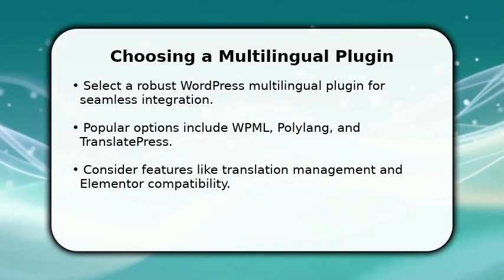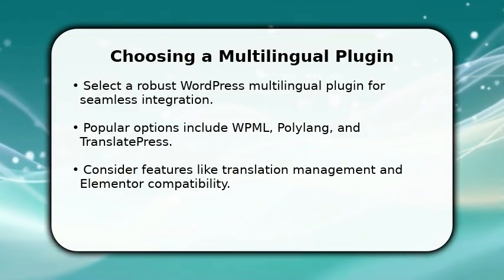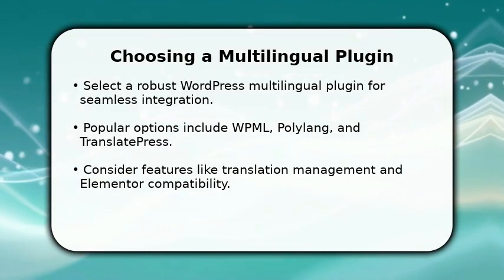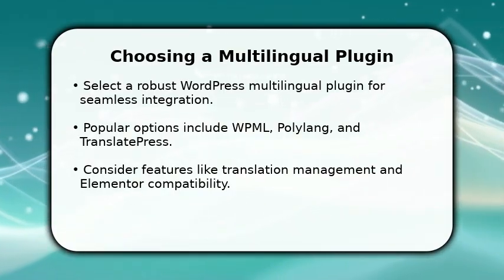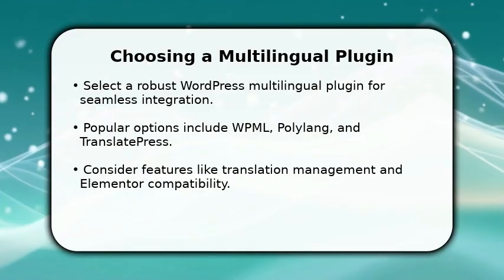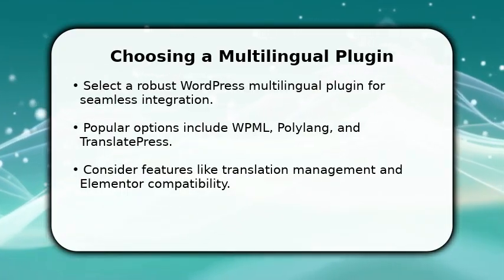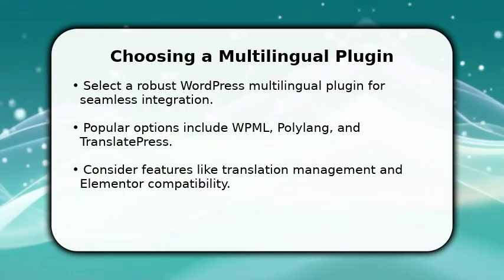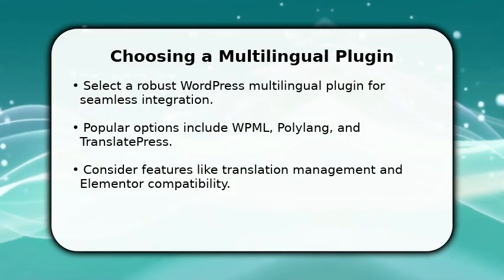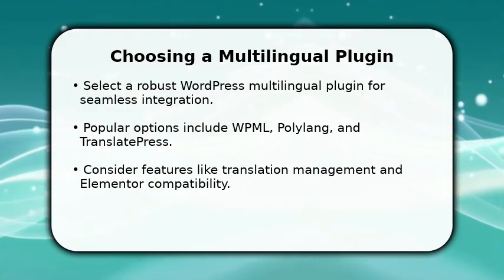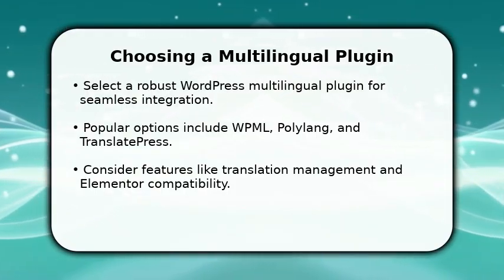In this video, I will explain how to make your Elementor website multilingual. First, you need to choose a powerful multilingual plugin. Options like WPML, Polylang, and Translate Press are widely used and offer excellent features. It's crucial to pick one that integrates well with Elementor and provides comprehensive translation management. This foundational step ensures your site can effectively support multiple languages, offering a better experience for a global audience.